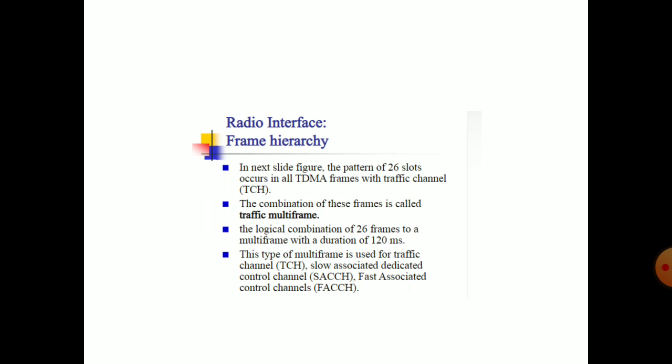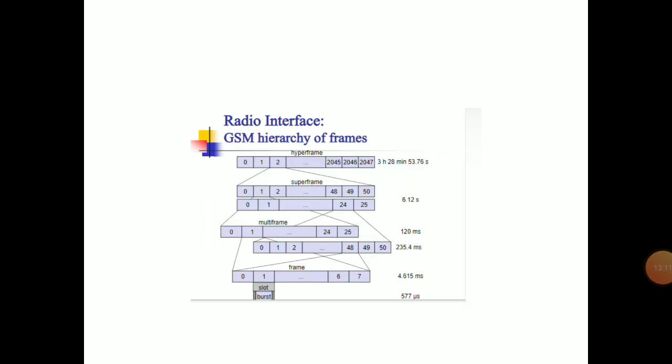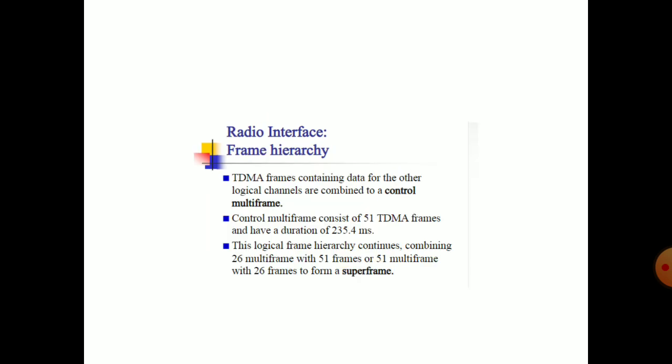One more important thing is the traffic multi-frame. The combination of these frames is called a traffic multi-frame. This is the main architecture of the GSM hierarchy: frames, multi-frame, super frame, and hyperframe. What is called a control multi-frame? TDMA frames contain the data for the other logical channels, which it is controlling.